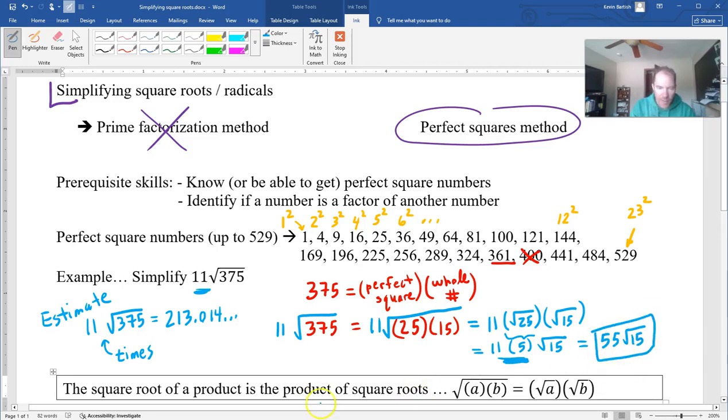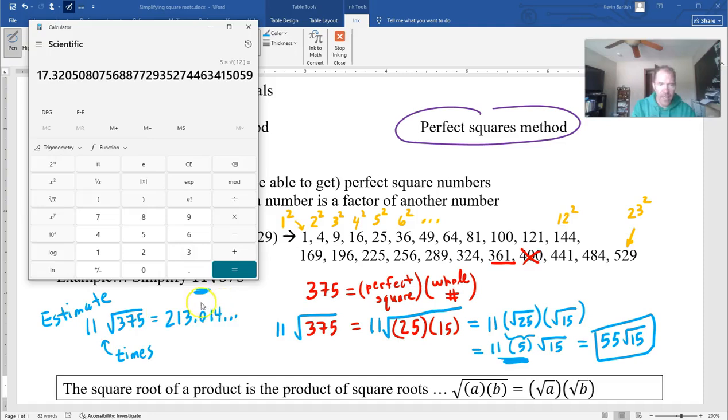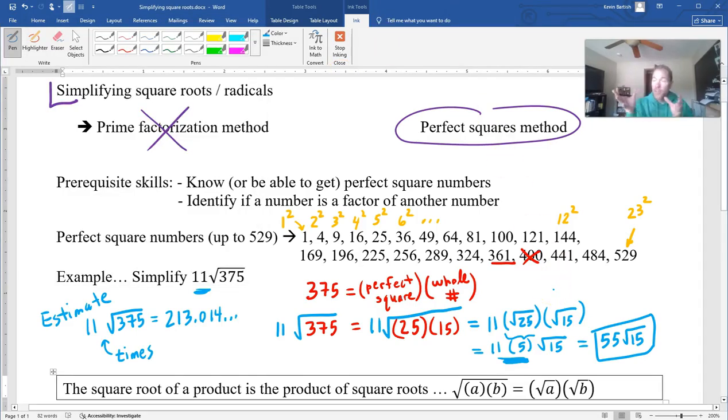And then again, the only other thing to check is to just say, when we did the original, we got 213 point whatever. Let's try 55 times the square root of 15, and I get 213.014. Okay, looks good. So again, as long as you found the biggest perfect square, you shouldn't have to worry about, wait a minute, can I simplify more? We saw that in the last example. Okay, let's do one more.